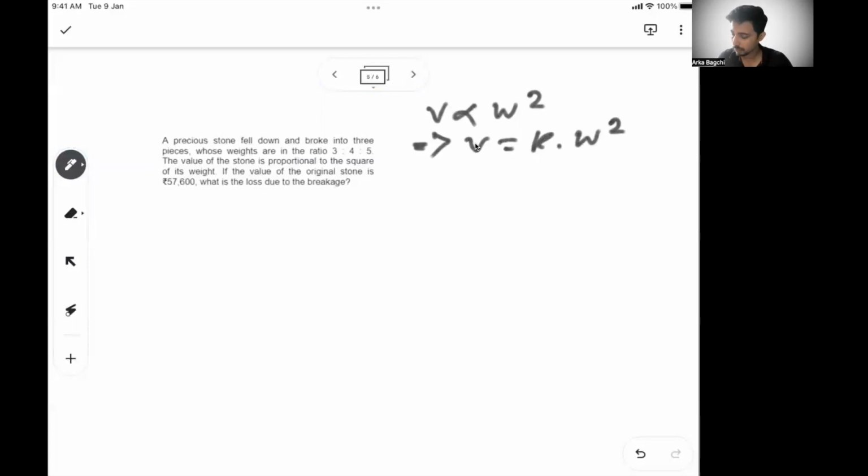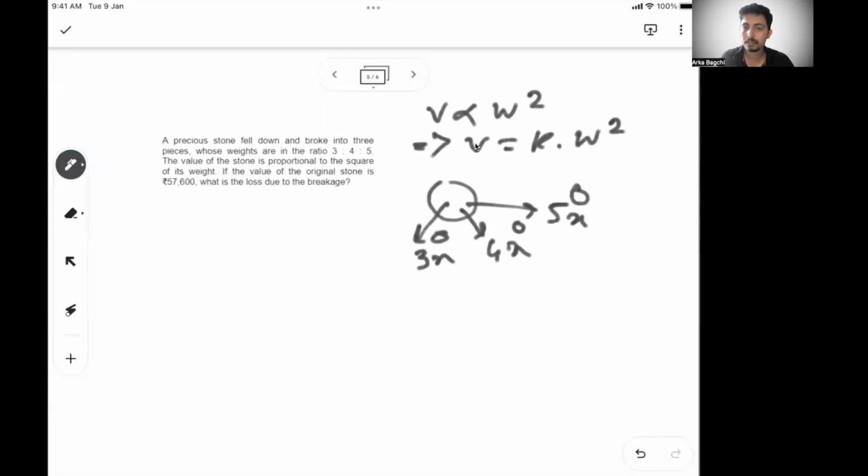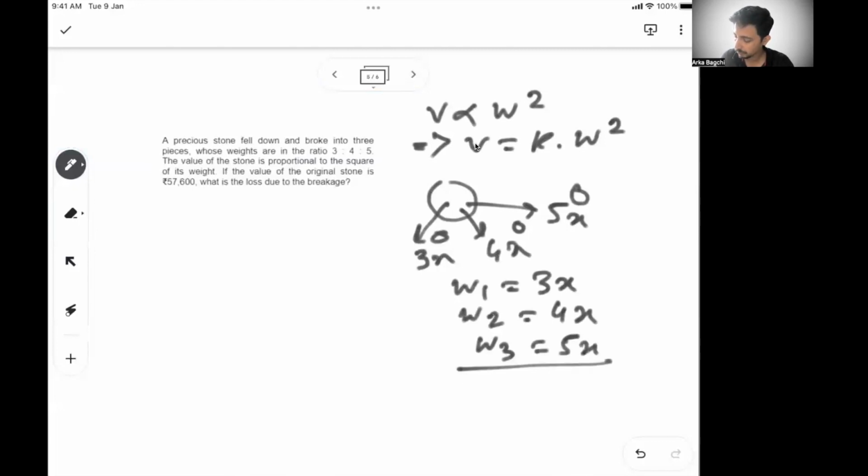Again, let's say there was a big stone. It has broken into three pieces. And 3x, 4x, 5x is the weight. So 3x, 4x, and 5x. So these are the small pieces. It has broken into three small pieces, and each piece is 3x, 4x, 5x. So can I say W1 is equal to 3x, the second is 4x, and W3 is typically 5x. So what is the total weight?